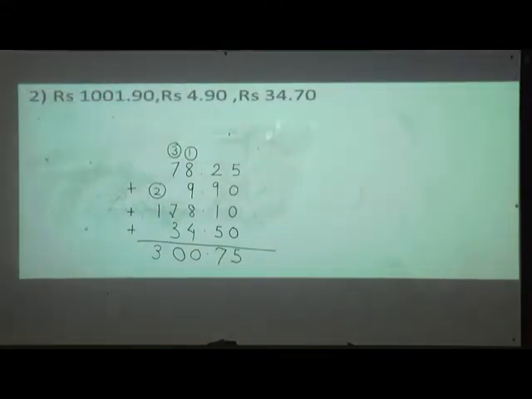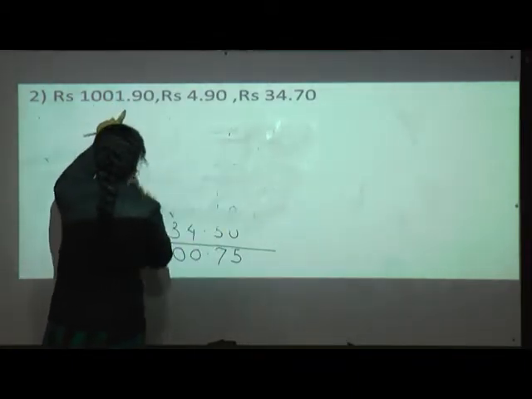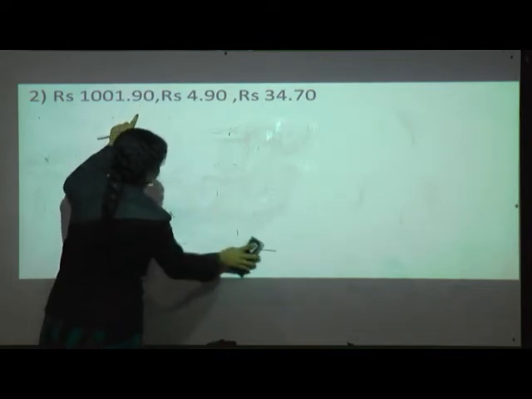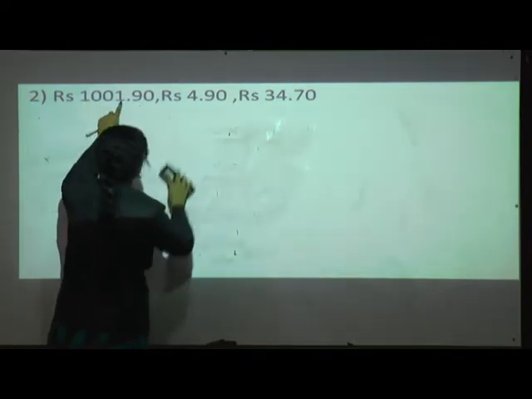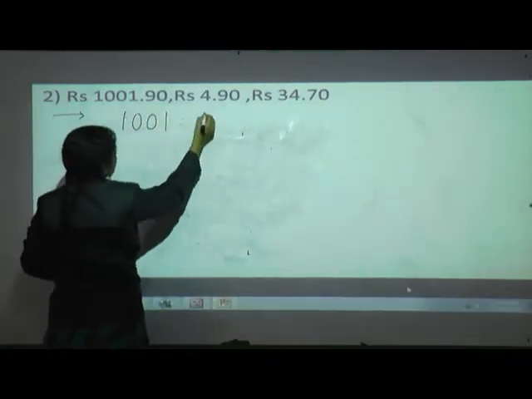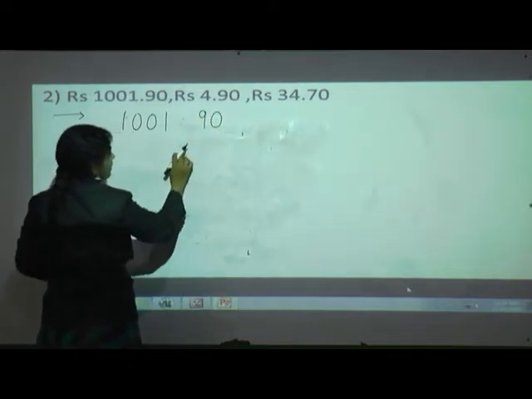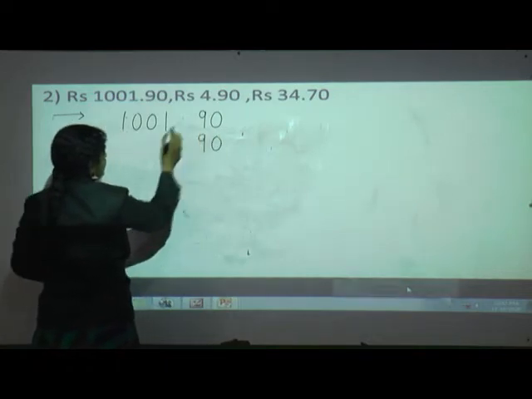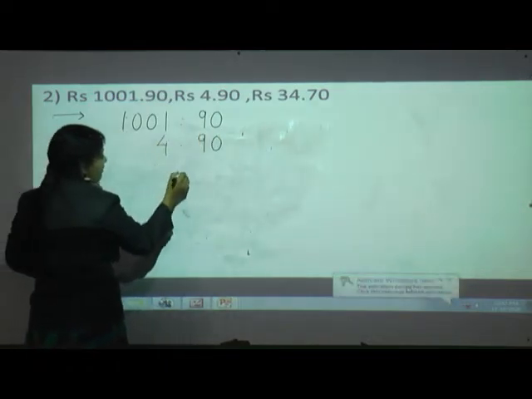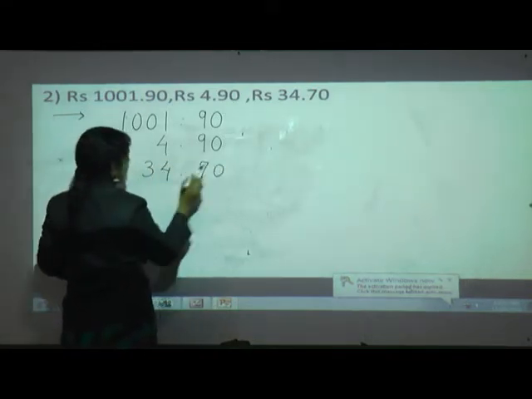Here second one, rupees 1001.19, that means 90 paise, and rupees 1001.90 paise. Now second one, here rupees 1001.90 paise, point below to other, here 90 paise, here 4 rupees. Again give the point, 34 rupees, here 70 paise.